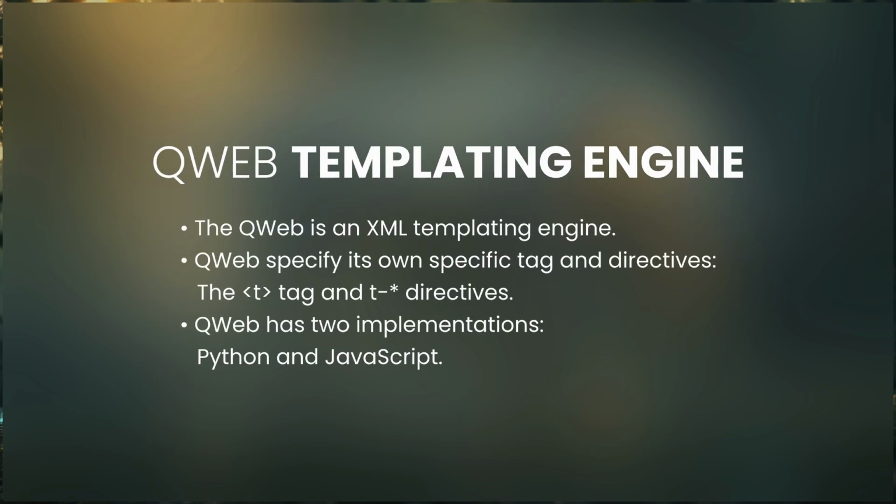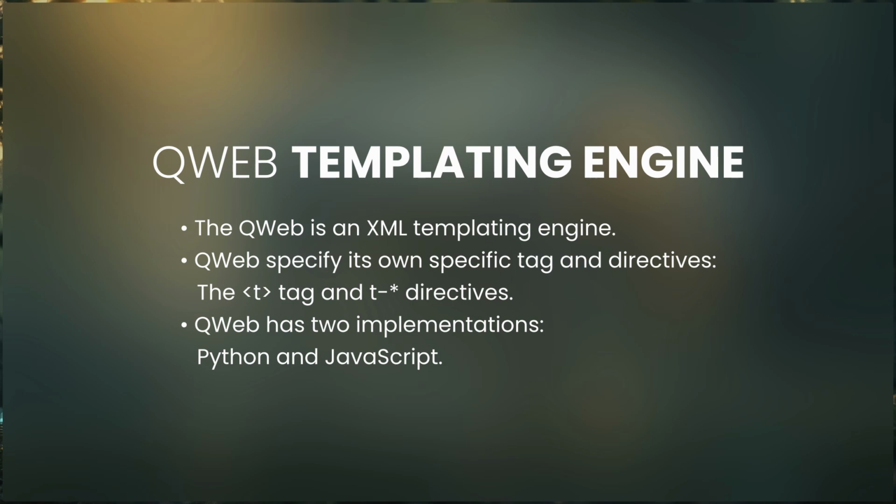The QWeb is an XML templating engine, which means we use XML tags and directives in the templates. Additionally, QWeb specifies its own tags and directives to control the output and the generation process. These directives are specified as XML attributes, for instance t-if for conditionals, with elements and other attributes being rendered directly. To avoid element rendering, a placeholder element t is also available which executes its directive but doesn't generate any output in and of itself.